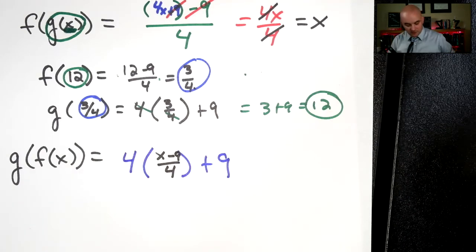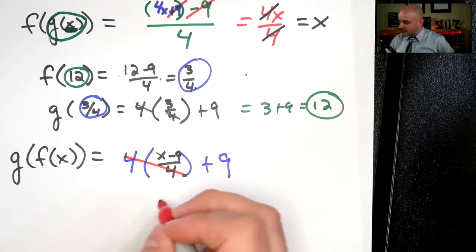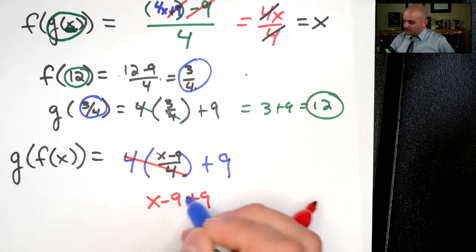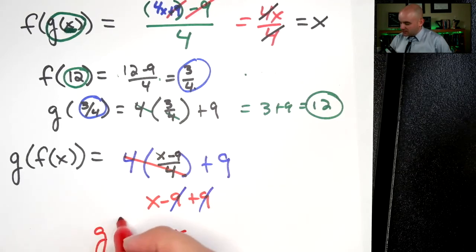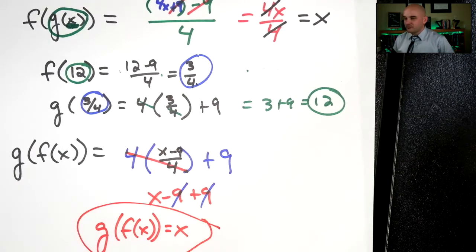Now you just do your algebra here. 4 and 4 right here, they cancel each other out. And I get x minus 9 plus 9. And then these two knock each other out, and you're left with just x. So the g of f of x equals x. That's how we know they're inverses to one another. When you take the composition of the functions, you should just get x. So the f of g of x equals x, or the g of f of x will also equal x.